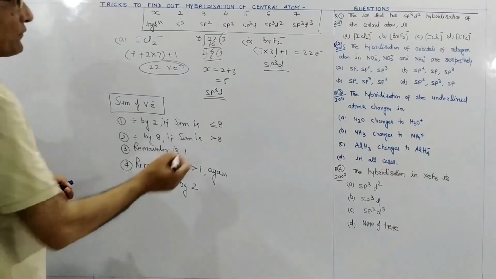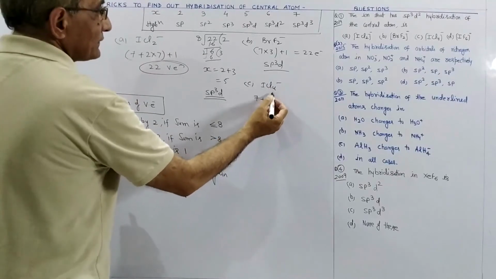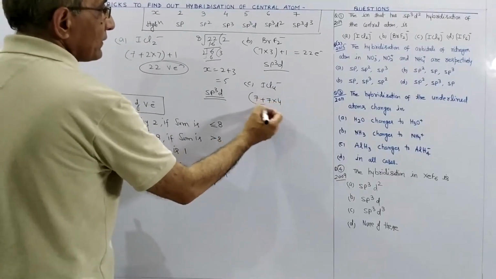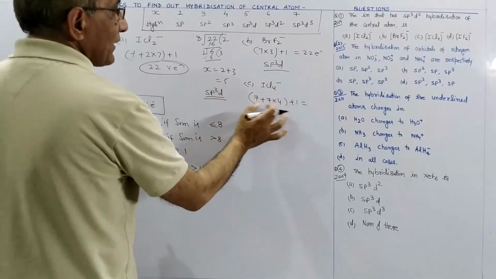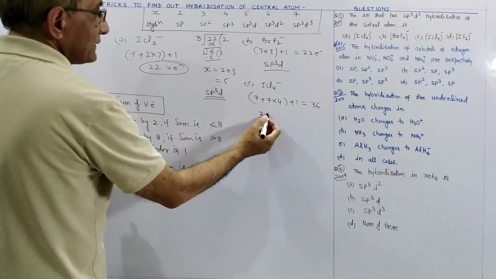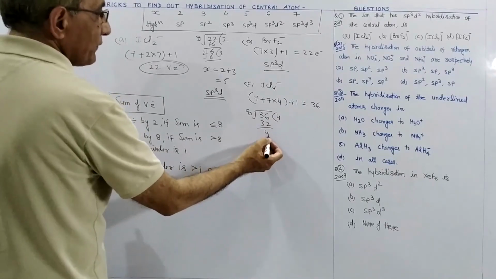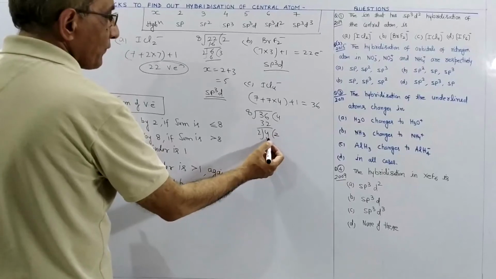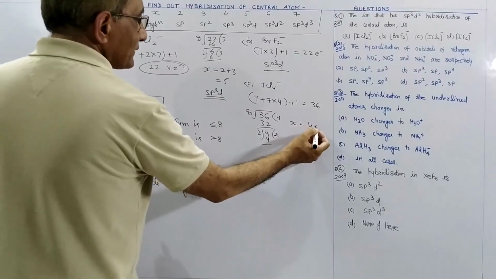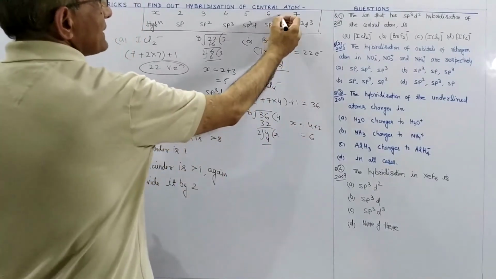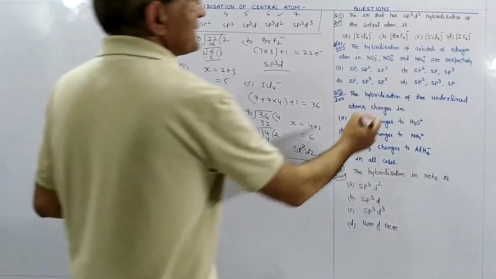Now we will check ICl4 minus. C option, ICl4 minus. It is 7 plus 7 into 4 plus 1 negative charge. How much it will be, students? 7 into 5, 35 plus 1, 36. 36 if you divide by 8, you will get 4, remainder 4. 4 divided by 2, 2. So X value will be 4 plus 2, that is 6. 6 means sp3d2. So our answer for this question will be C.